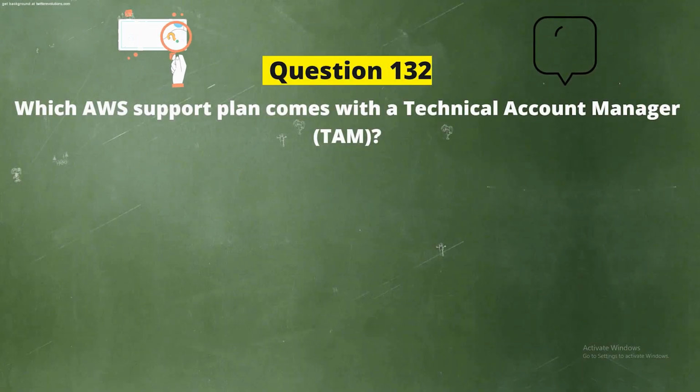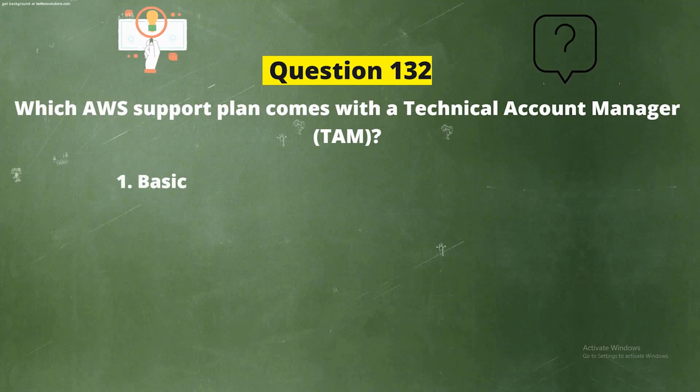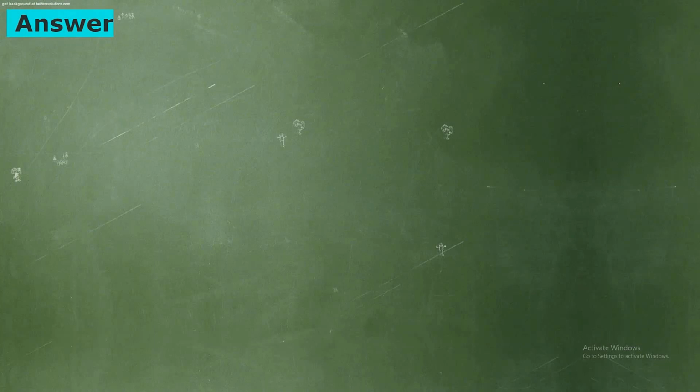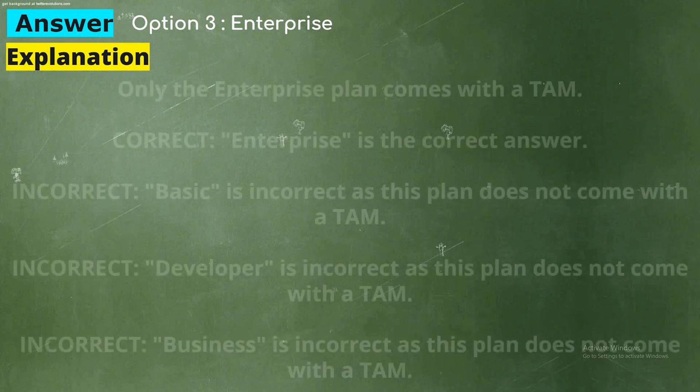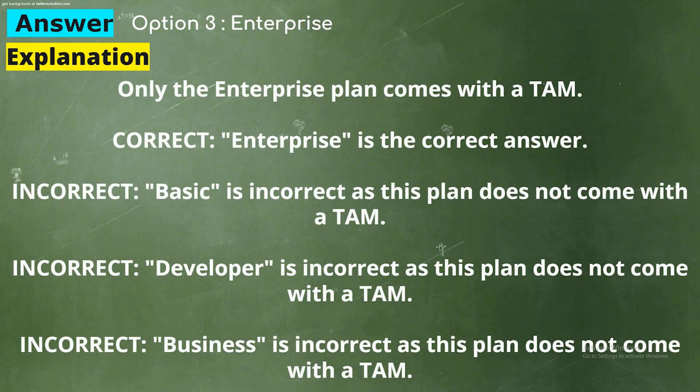Next question. Which AWS support plan comes with a Technical Account Manager, TAM? And the options are: Option 1. Basic. Option 2. Business. Option 3. Enterprise. Option 4. Developer. And the correct answer is Option 3. Enterprise. Explanation. Only the Enterprise plan comes with a TAM. Correct. Enterprise is the correct answer. Incorrect. Basic is incorrect as this plan does not come with a TAM. Incorrect. Developer is incorrect as this plan does not come with a TAM. Incorrect. Business is incorrect as this plan does not come with a TAM.